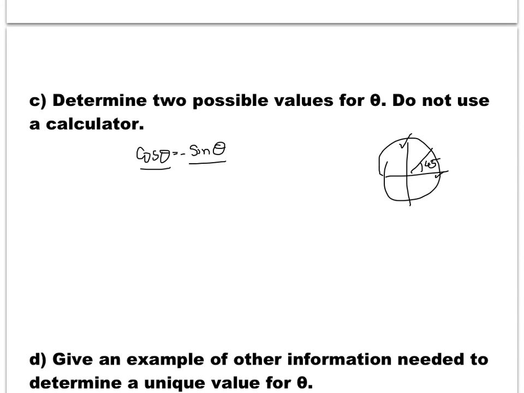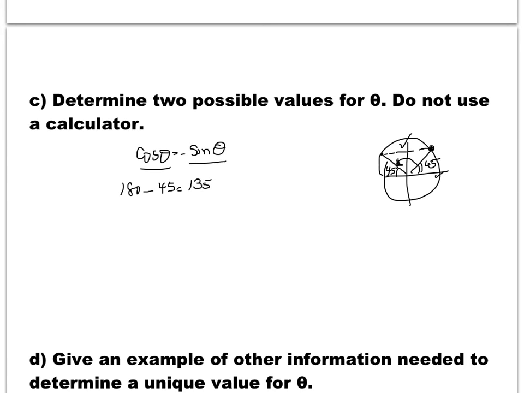So we have to find the reflection of this point on the y-axis, which is going to be here. So this is one angle that we have to find. This angle, remember, this angle here is 45. So I can say one of the angles is 180 minus 45, which is going to give us 135.